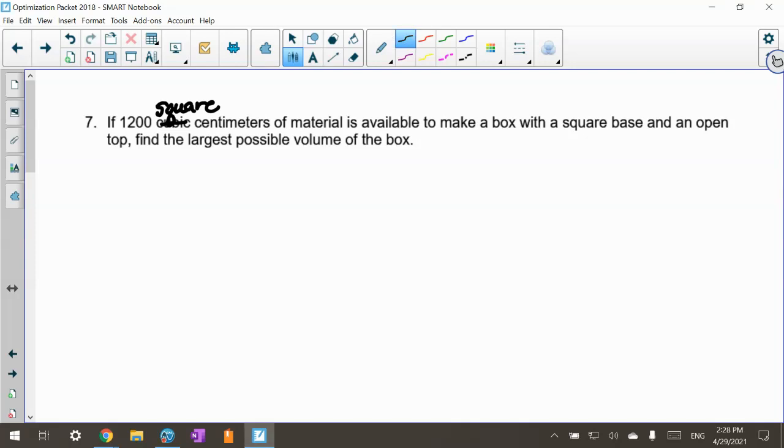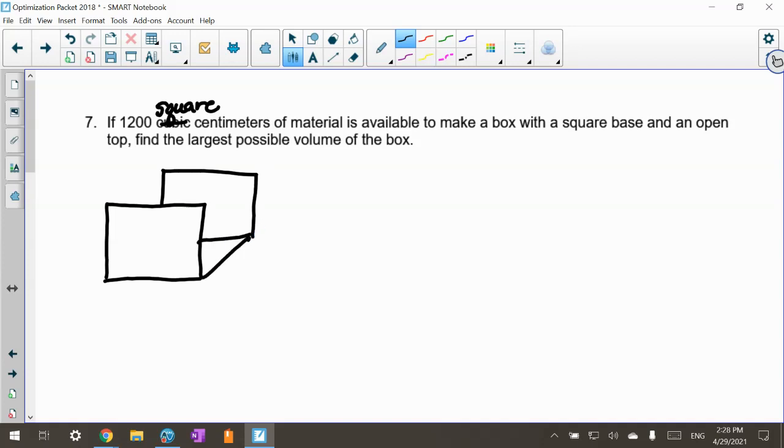I hope you see right away where I shouldn't have said cubic, because cubic is volume, and they gave us the material, which is surface area. So let's draw the picture first. We have a square based box, and when they tell me the box is square based, I always call it x by x. They don't say anything about the height, so let's put h there. And they said it's open top, so here's my open top.